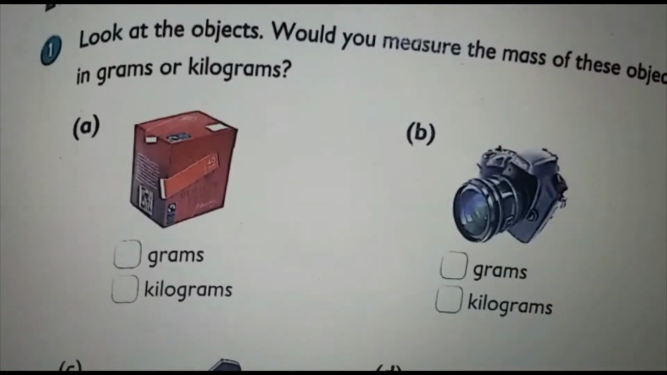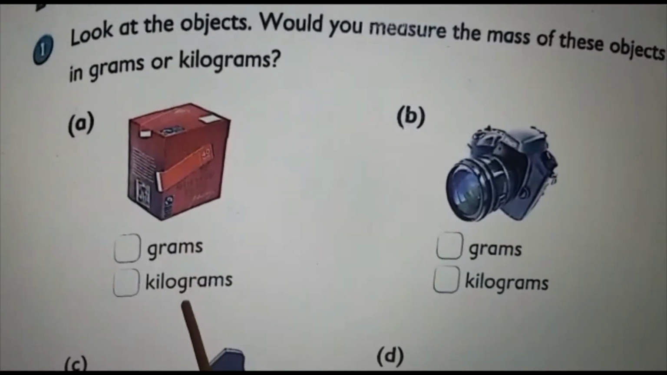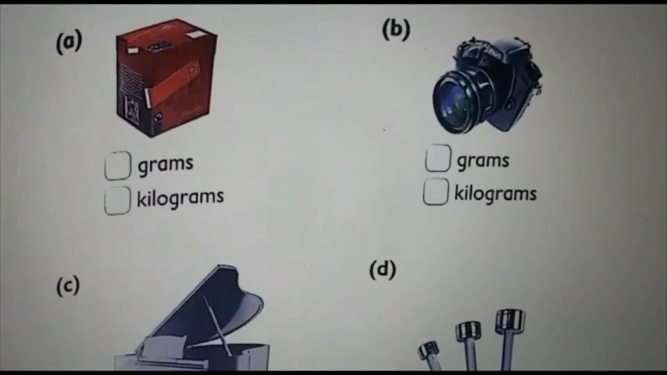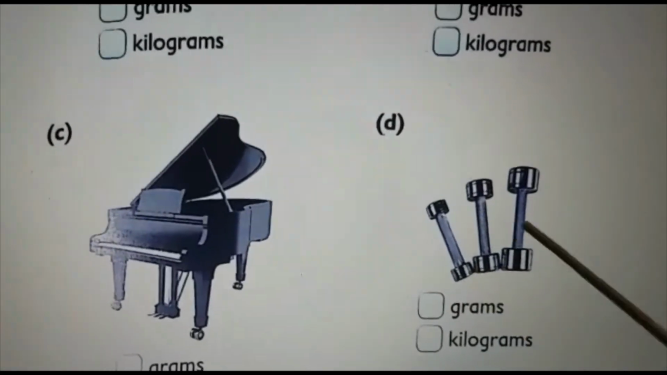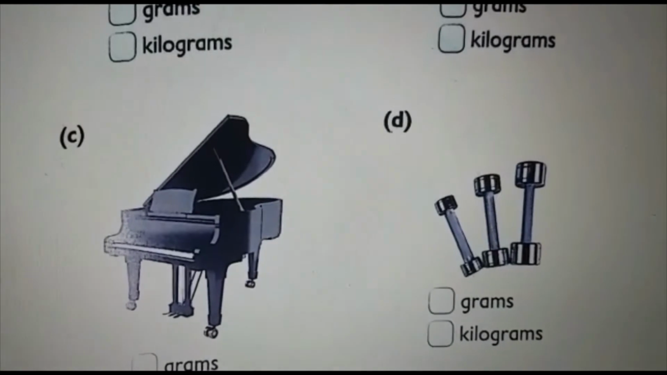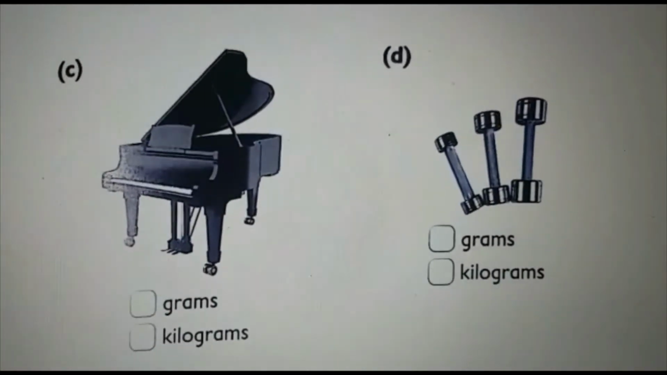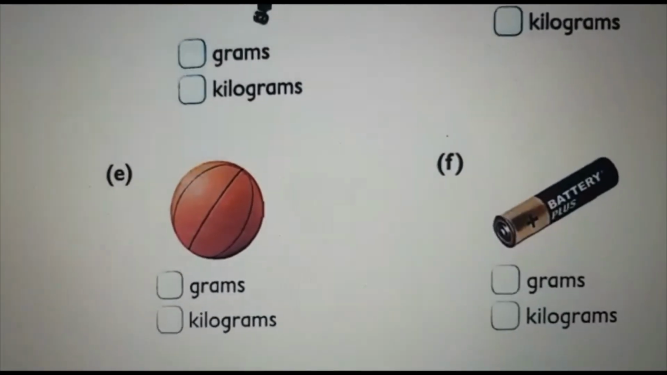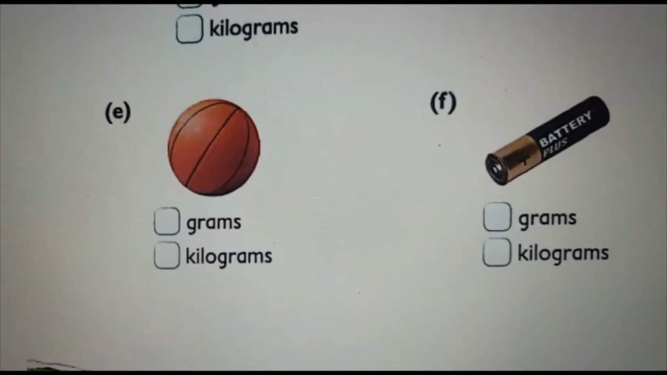See, one small box is given here, seems like a juice box. Is it in gram or kilogram? A camera is given, gram or kilogram? You need to tick the answer and send me. Okay. See, dumbbells, 3 dumbbells you can see, so maybe gram or kilogram. So all these things you just tick either gram or kilogram. For lighter things we will use gram, for heavier things we will use kilogram, is it? So you can do this.